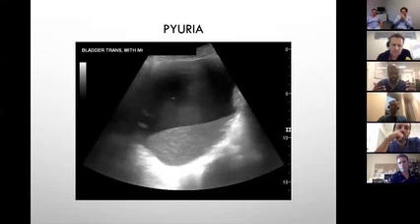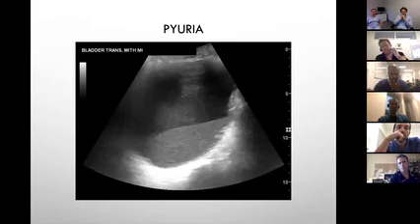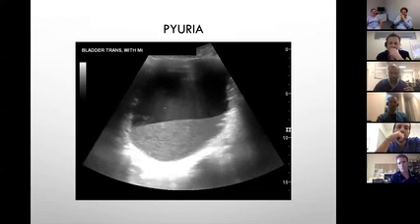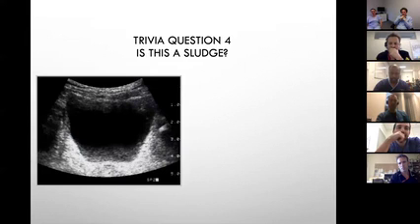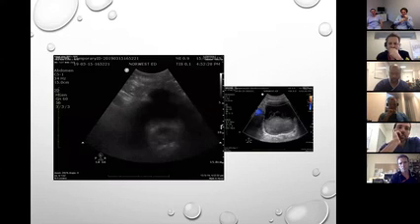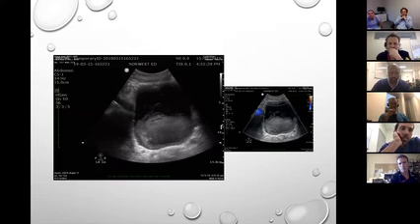Or this could be a case of pyuria. This patient had pus coming out from the bladder, so it's all white cells sedimenting down there. All right, but look at this. Before we go into that one, how about I just show you this one? This is what you were asking about, Sam. This patient, what do you think about this bladder?